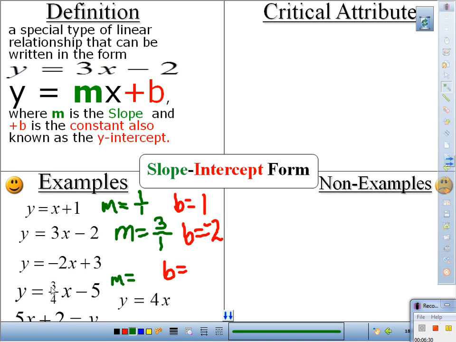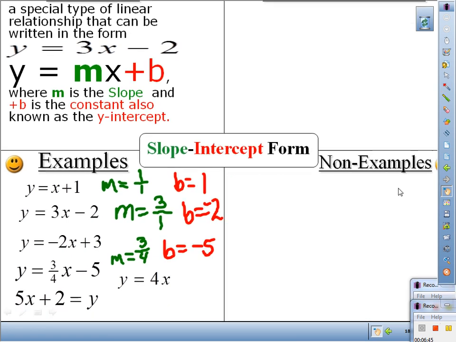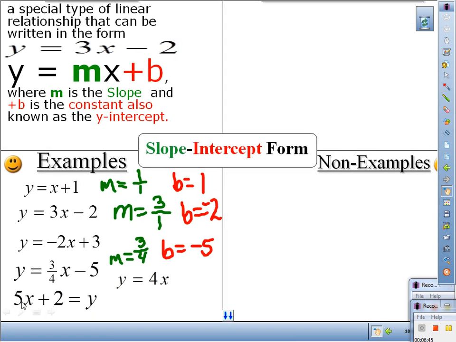So on this one, who noticed that the slope was already in fraction form? Yeah, so you just write 3 over 4. And what is my y-intercept? Negative 5. So far, so good? Now, this one, obviously, even though the y is on the other side, it's still the x is here. That means my slope is what? 5 over 1, and my y-intercept is 2. This one here has a little slider I threw. Let's see if you can identify.